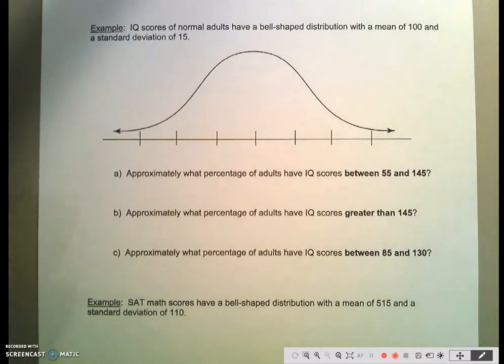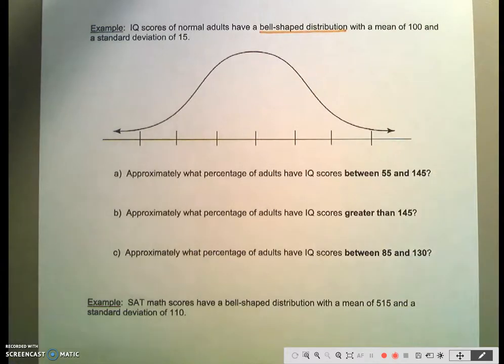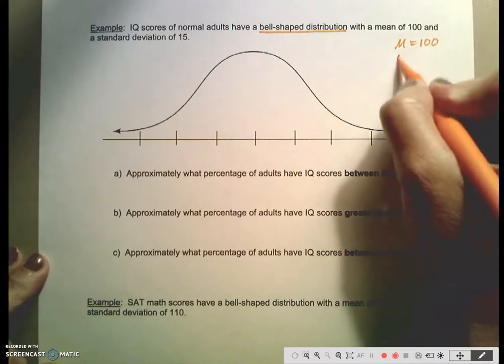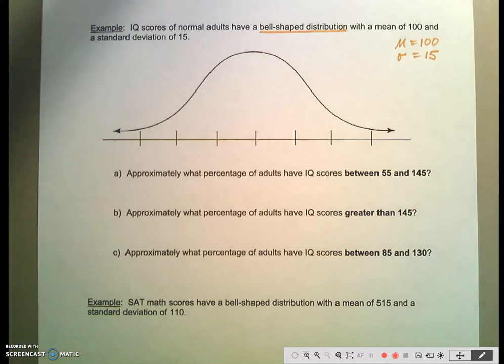It says, IQ scores of normal adults have a bell-shaped distribution. You have to know it's bell-shaped. With a mean of 100 and a standard deviation of 15. I'm using population notation because we're talking about the IQ scores of all adults. Then the instructions usually will say, use the empirical rule, and then they'll ask you the questions. But in the notes, it's right after the empirical rule.